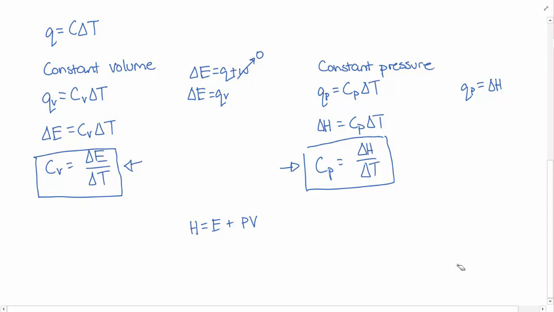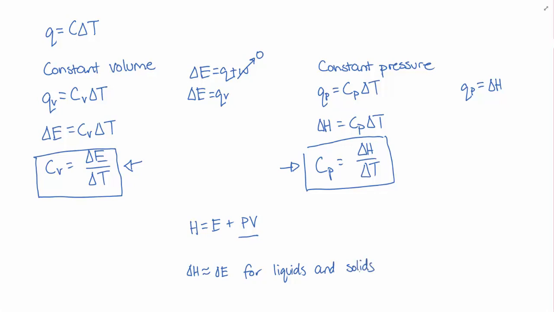But because liquids and solids don't compress or expand very much, in processes involving liquids or solids the change in this PV term is very small, and thus the change in enthalpy is approximately equal to the change in energy for liquids and solids. The result is that C_V and C_P for liquids and solids are almost equivalent, whereas they can differ for gases, which do undergo significant compression and expansion. And that's a summary of heat capacity.